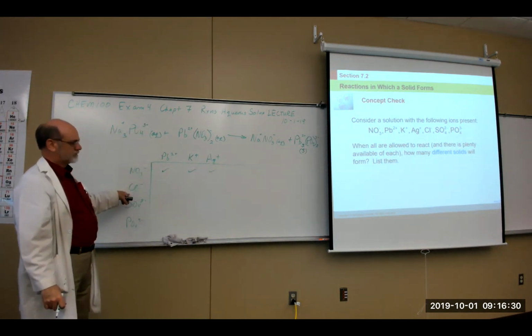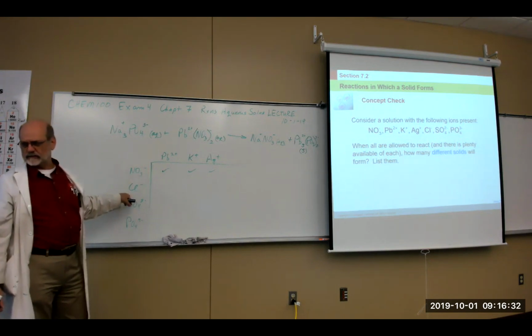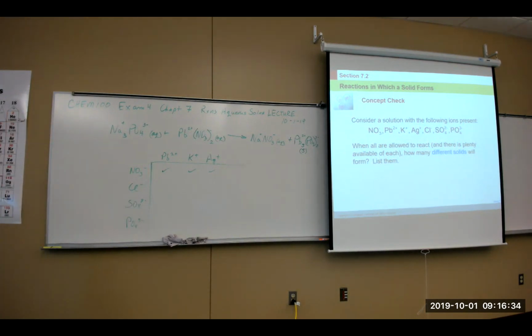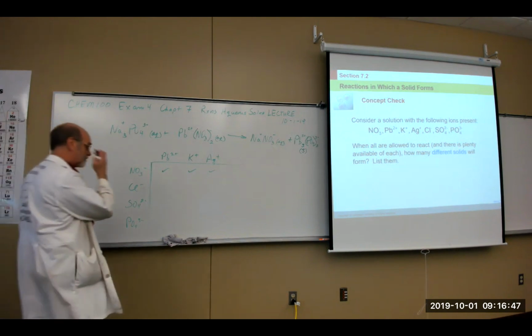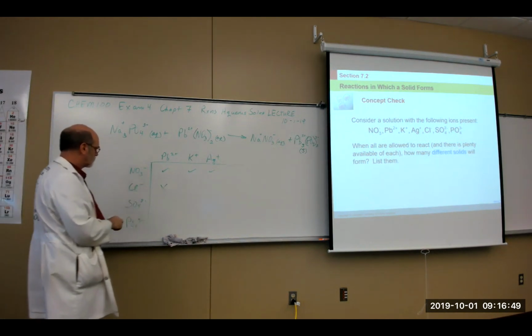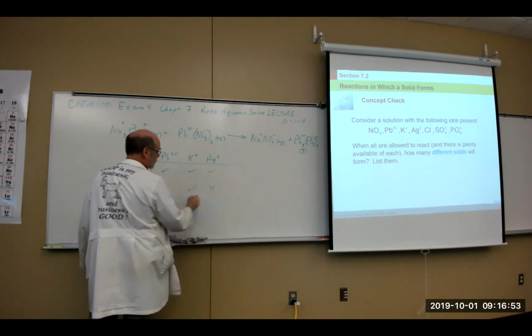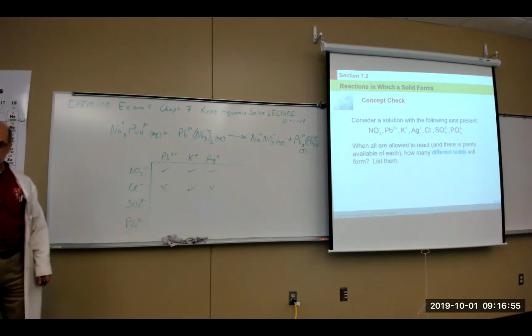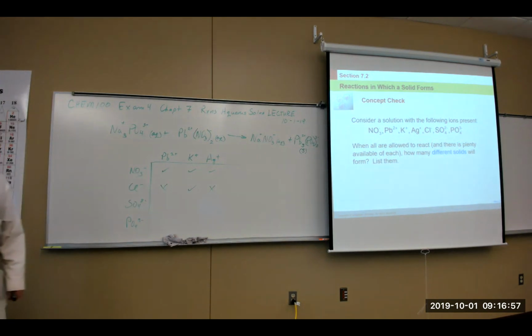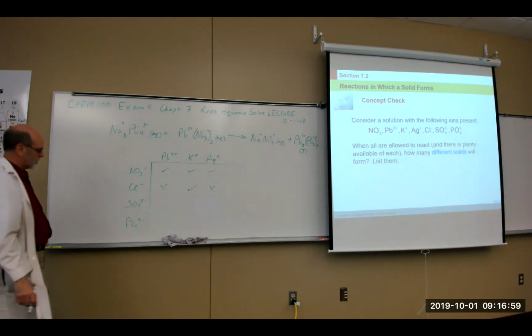Lead chloride, look that up. I think that's insoluble. Yeah, have to check to be sure. Here it is. Okay. So we follow the lead, go down to chloride. It's insoluble. Potassium chloride, that's soluble. Silver chloride is insoluble. And you can verify that by just checking the chart.